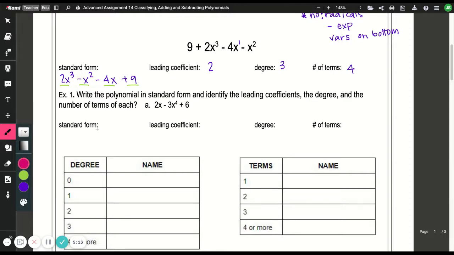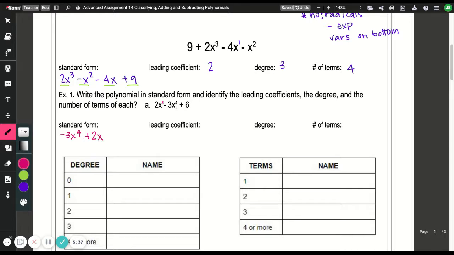This one, we're going to put it into standard form first. So largest exponent would be the 4. You use the sign in front of it. So this negative goes with the 3, x to the 4th. This plus goes with the 6. So negative 3x to the 4th is the first term. And then the positive 2x.